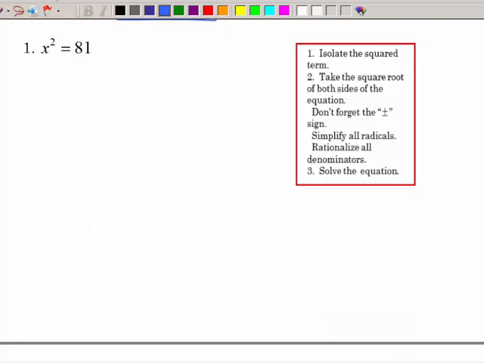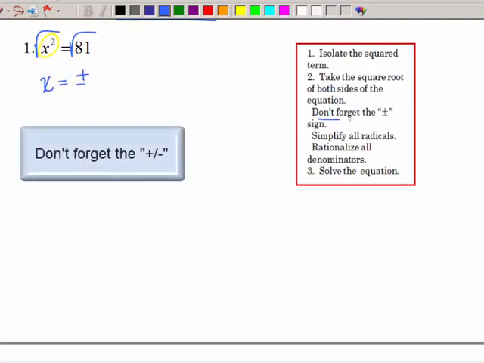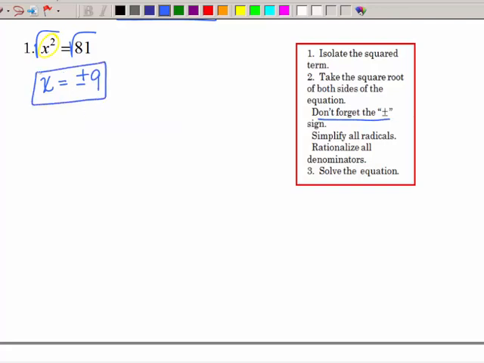Number one, x squared equals 81. Now we could move the 81 to the other side, set it equal to 0 and factor, but this should be even faster. We're going to isolate the squared term. Well, this is the squared term and it's all by itself. So we then get to take the square root, because as you recall, the square and the square root undo each other, and so we have x equals plus or minus, because we always want to do that plus or minus sign, 9. And that's it.